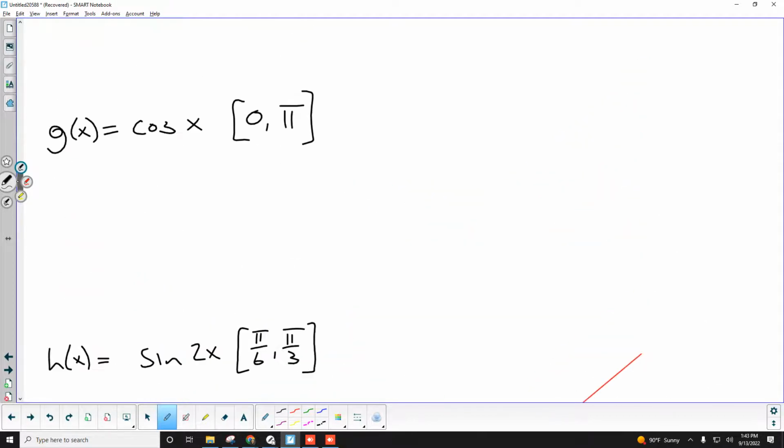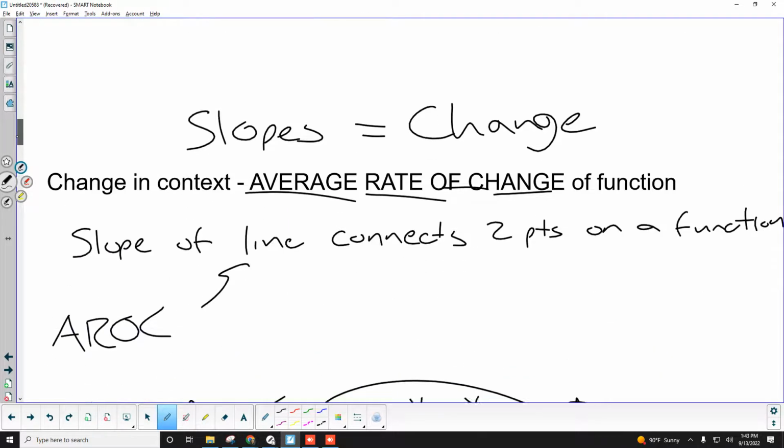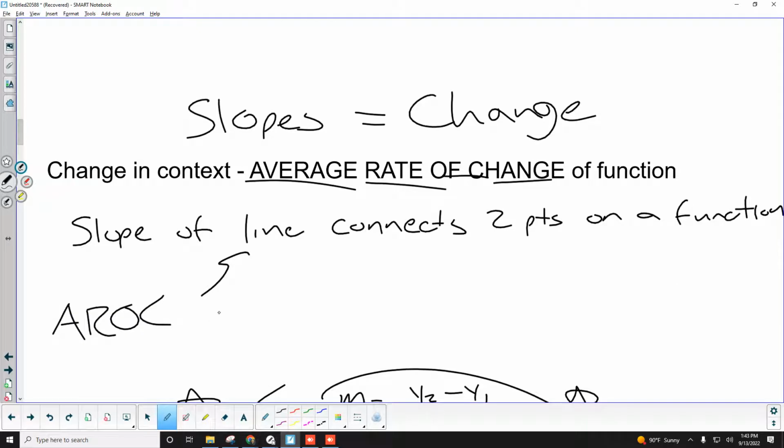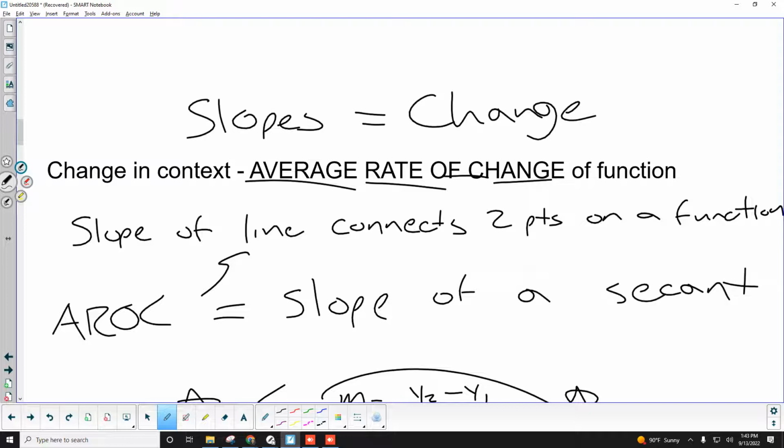They actually decided, and we can go back a couple pages, yo, an average rate of change of a function, the slope of a line that connects 2 points on a function. Gosh, that takes forever to say. We're going to say the slope of a secant. This is summed up at the bottom of that page. So, average rate of change, slope of a secant.